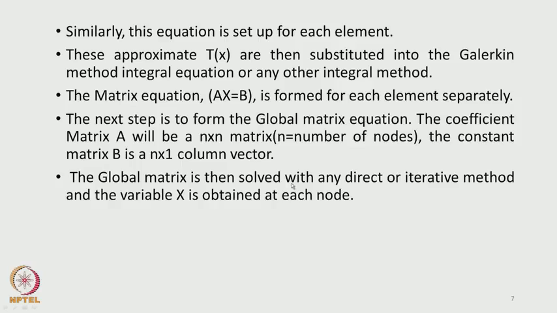So, the global matrix is then solved either by a direct or an iterative method. Right now, do not worry about what is a direct or iterative method. We are going to have a separate detailed explanation on matrix solution procedure. There we will get to know what is the direct procedure, what is the iterative procedure. So, the variable x is obtained, or in this case the temperature T is obtained at all the nodes, and then we proceed like that. So, we have explained what is the finite element method by taking a simple example for one dimension. What are the advantages?